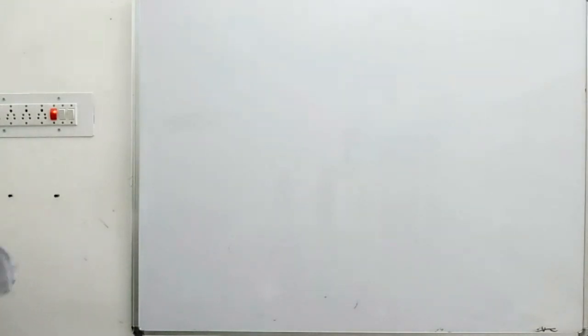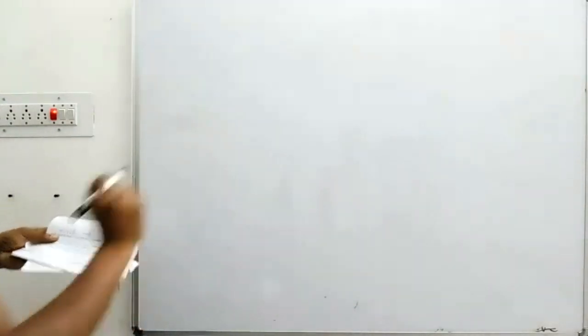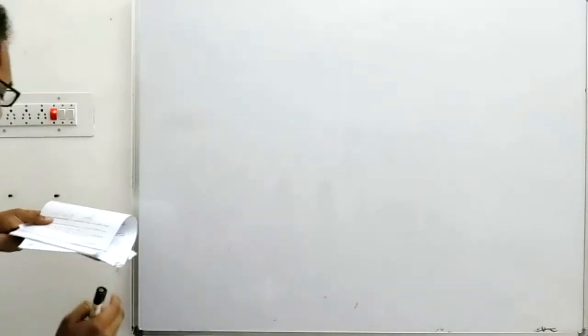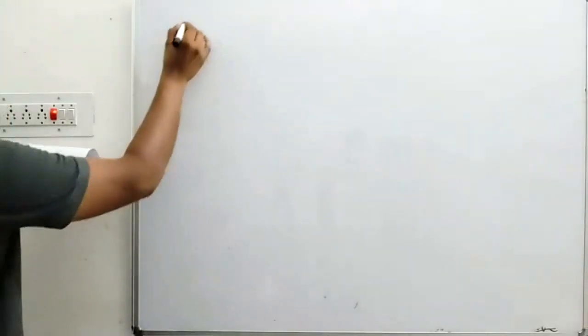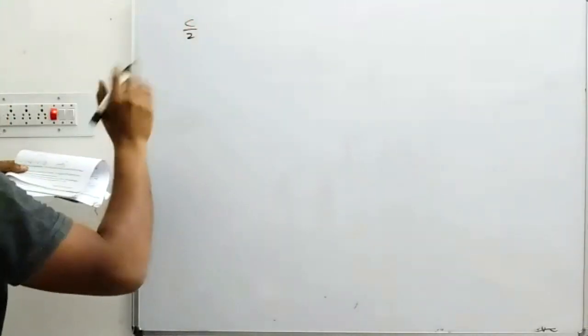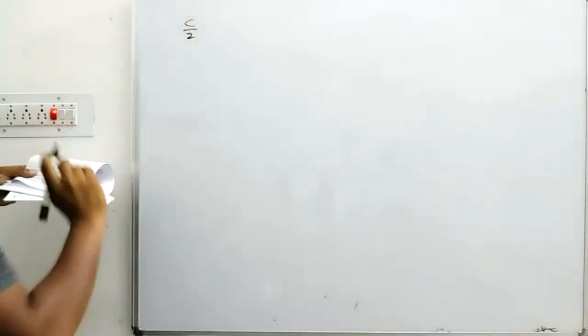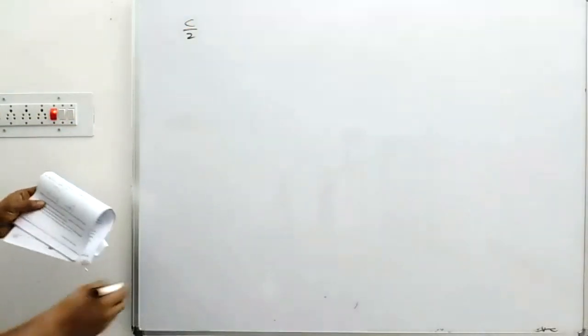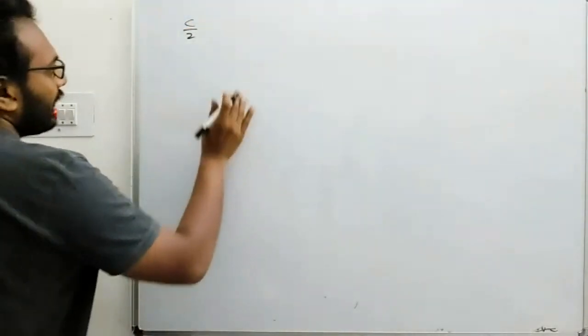Here is a nice question. A rod is moving at speed c by 2 with respect to ground, such that the velocity of the rod is parallel to its length. Here we have to combine some of the concepts that we have used before.